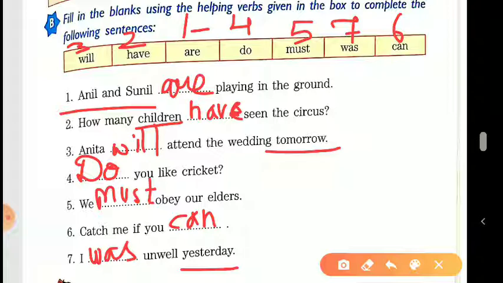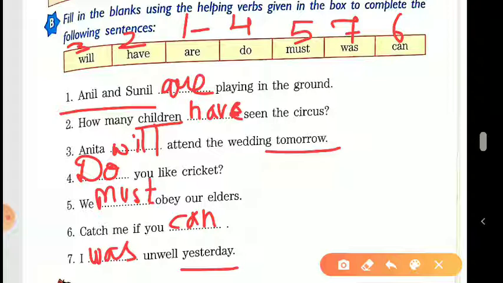I hope students, this exercise, the helping verbs are clear to you. Once again, I'll revise. Anil and Sunil are playing in the ground. Second, how many children have seen the circus? Third, Anita will attend the wedding tomorrow. Fourth, do you like cricket? Fifth, we must obey our elders. Sixth, catch me if you can. Seventh, I was unwell yesterday.